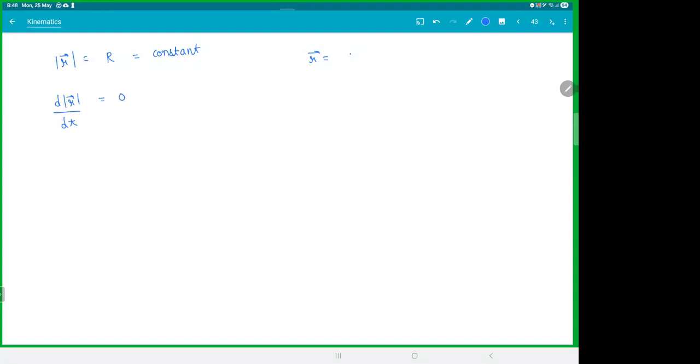What is r bar? R bar is r cos theta I cap, r cos ut by r I cap, r sin ut by r j cap. So what are you asking? You're asking dr by dt. This is fine. So just differentiate this. You know what happens when you differentiate a cos, you'll get a minus sign. There will be minus u sin ut by r I cap plus u cos ut by r j cap.